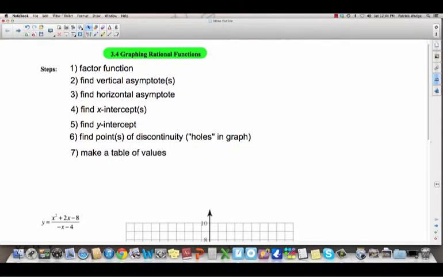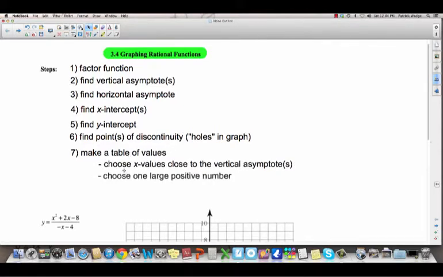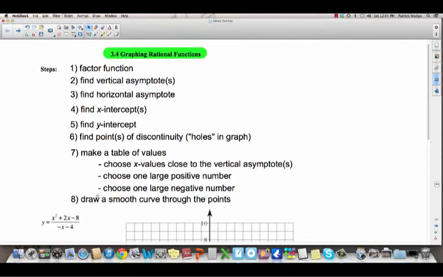Make a table of values. When you make a table of values, you want to choose some values which are very close to the vertical asymptote, or asymptotes. You want to choose x of one very, very large positive number as an x value, and you want to choose one very, very large negative number. When I say very large negative number, I mean like -1,000,000 or -100,000 or something like that. And the last step, you're then going to connect the points with a smooth curve, and you'll be done.